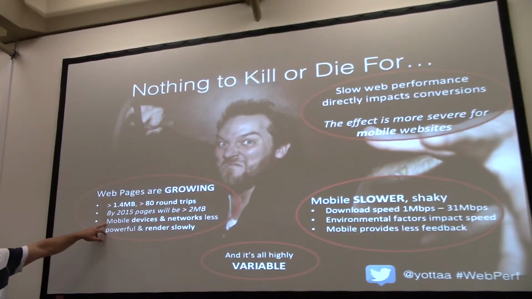But this is really the most important one. Mobile devices and networks are less powerful and render more slowly. Again, the guys at Marlin probably have tons more data on this than I do. But if you've ever traveled to a place like Portland, all the other jokes about Portland aside, they have fantastic coffee, but you cannot get a cell signal to save your life. Try to load your website there.